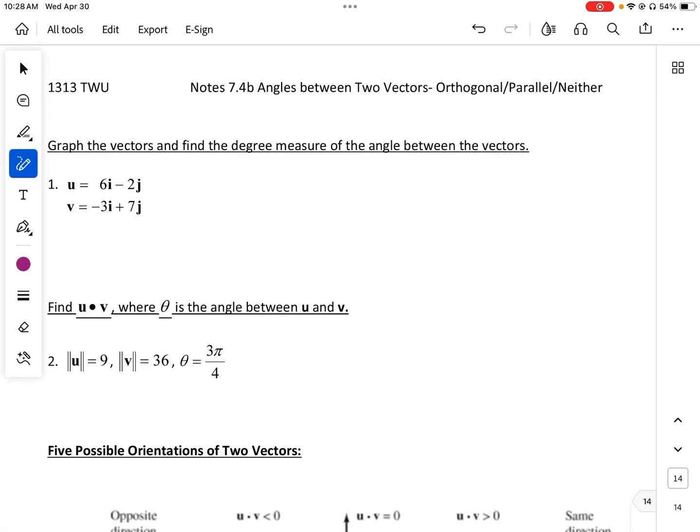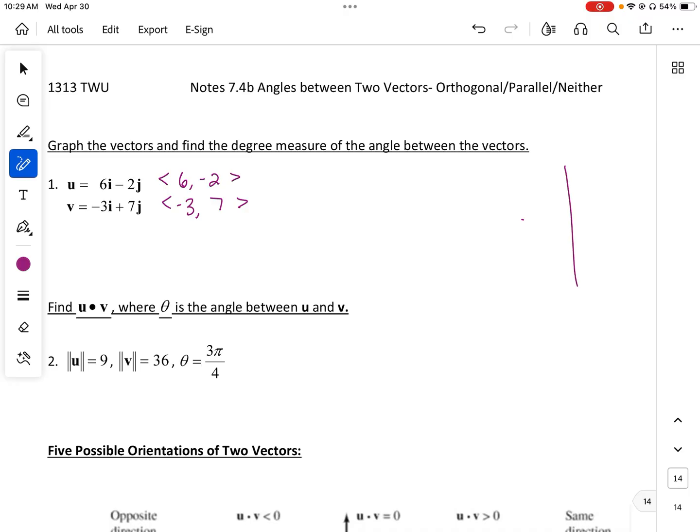Let's look at 7.4b, angles between two vectors: orthogonal, parallel, or neither. So let's just review a little bit. It says graph the vectors and find the degree measure of the angle between the vectors. So this is <6, -2>, and this one is <-3, 7>.